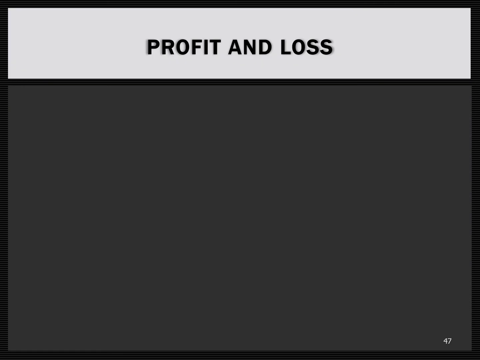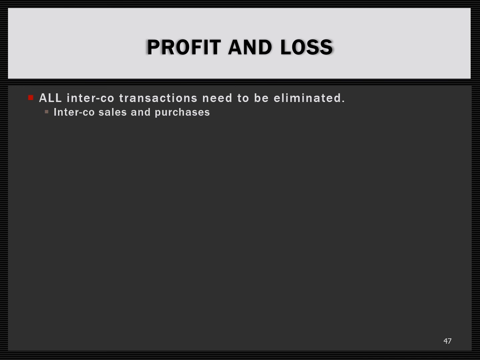So some quick notes about the consolidated profit and loss. Just remember the overall rule that all intercompany transactions need to be eliminated. Anything that wouldn't be there if it was a single company needs to be taken out of the consolidated profit and loss. So intercompany sales and purchases, obviously. Interest paid and received, if there's an intercompany loan, it will be shown as investment income and finance costs. Both of those need to be eliminated.